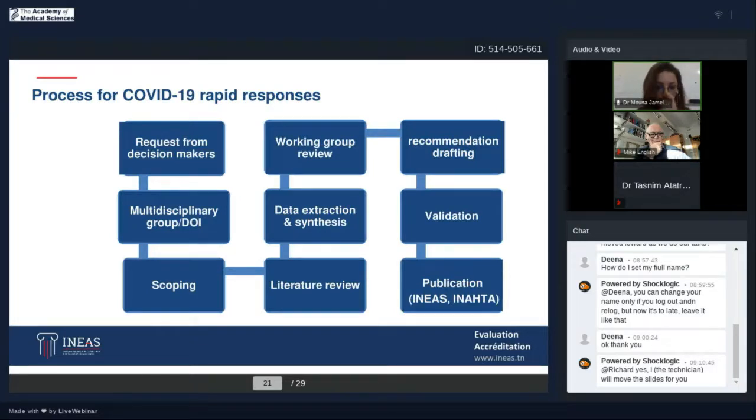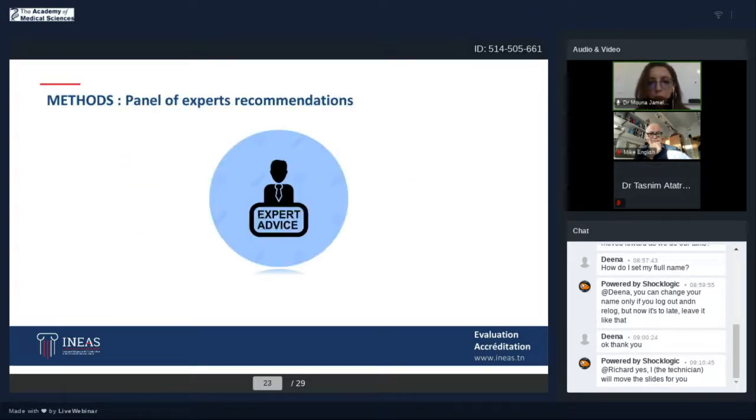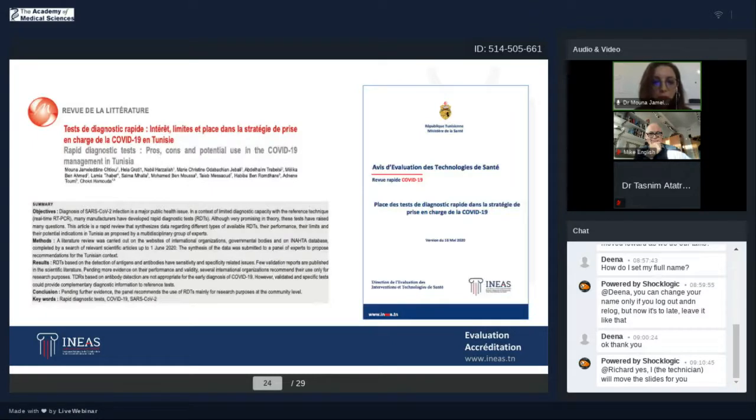So we have produced a specific process for rapid reviews, like it has been done by many other agencies like NICE or HRS, which relies on systematic review of literature. And then based on this, we work with a panel of experts in order to produce recommendations for decision making.